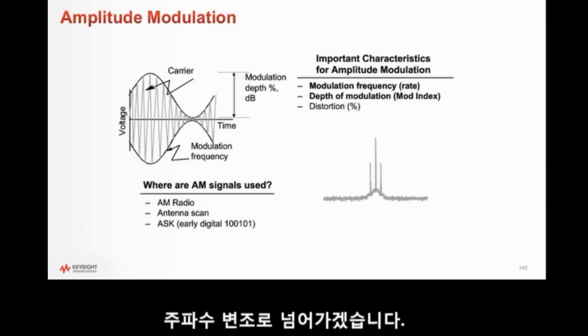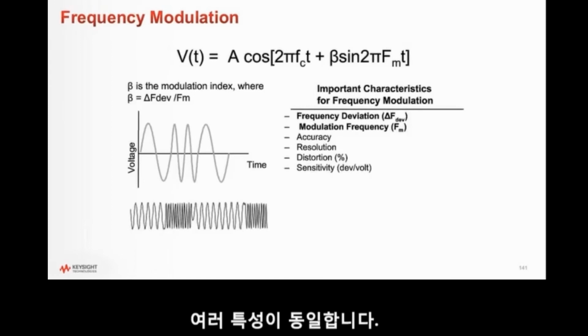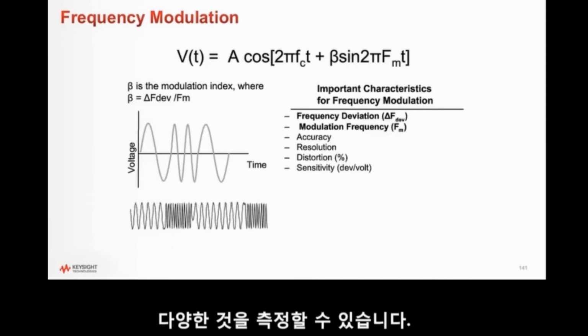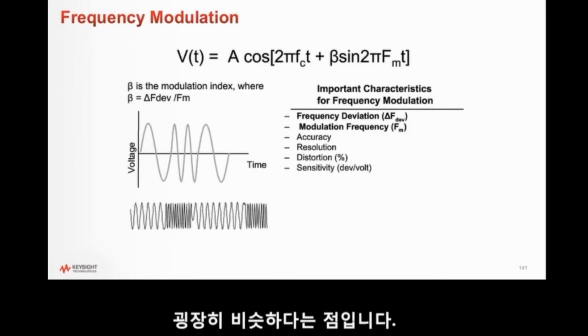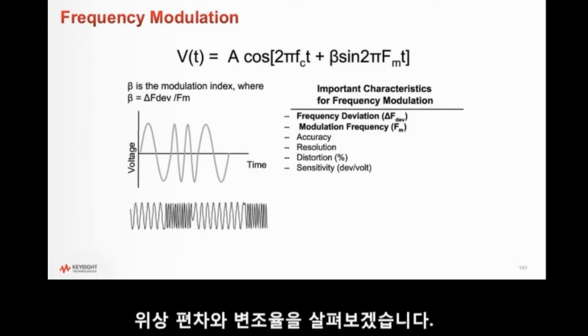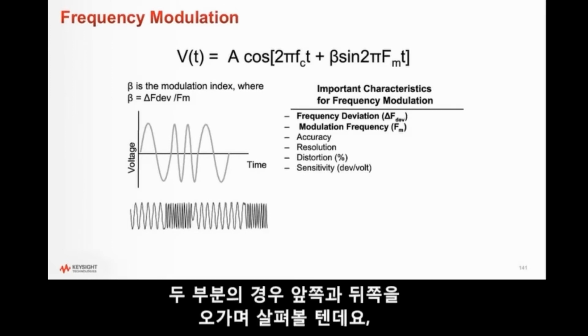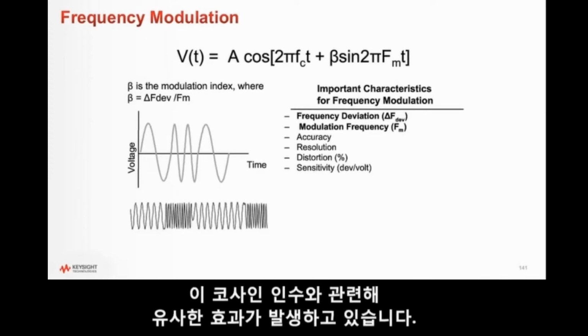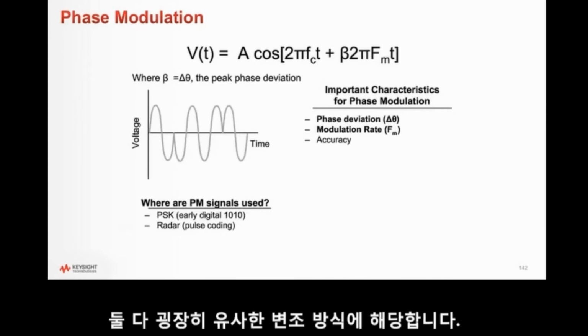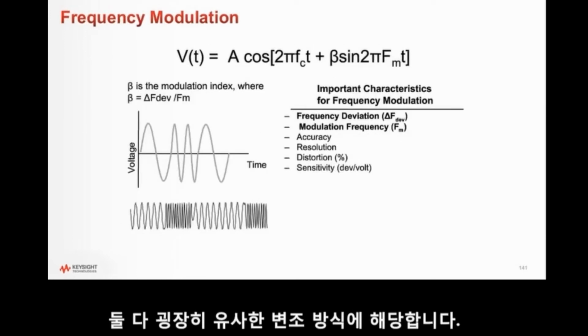Frequency modulation. So you have a lot of the same kind of characteristics here. Modulation index, modulation frequency. You've got a lot of things you can measure. What I want to point out here is that frequency and phase, again, very similar. Phase deviation, modulation rate. In both cases, I'm going to flip back and forth here a little bit, but if we look at the equation at the top, we see a similar effect happening here with this argument to the cosine. So they're both very similar modulation schemes.